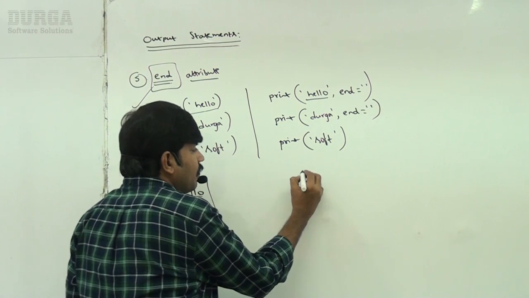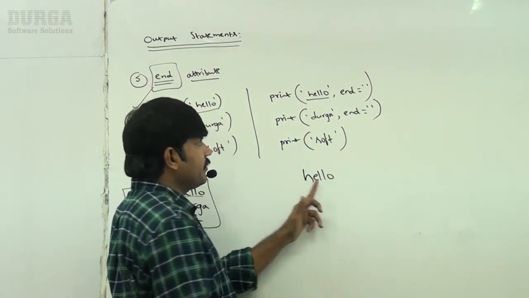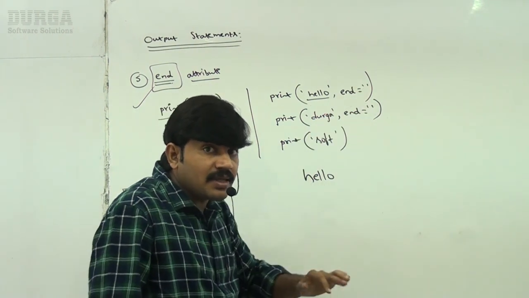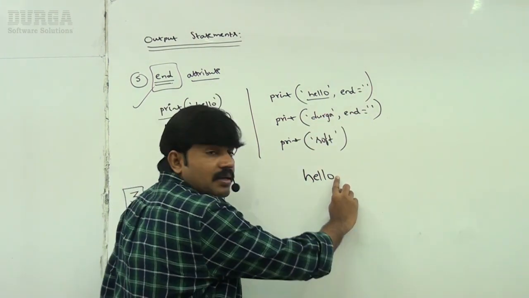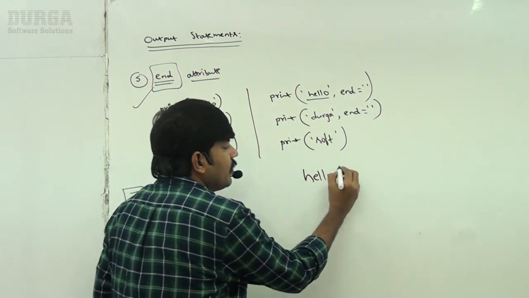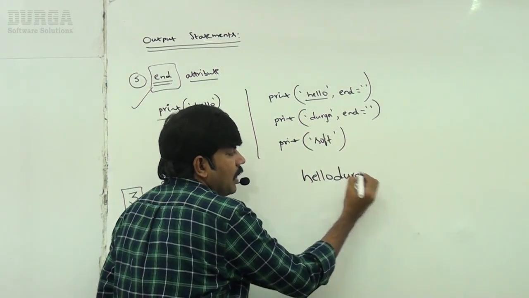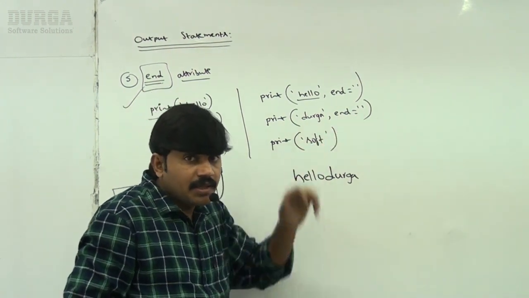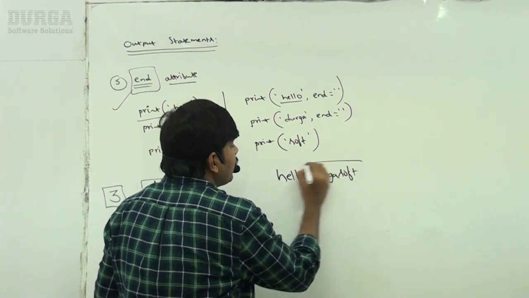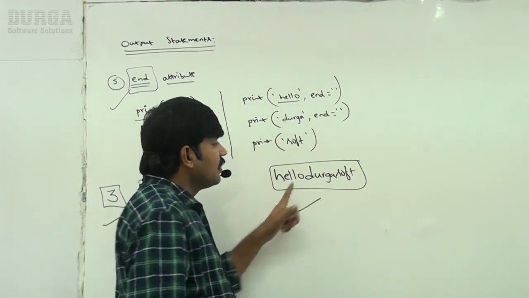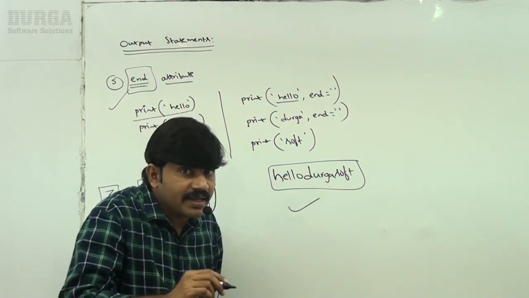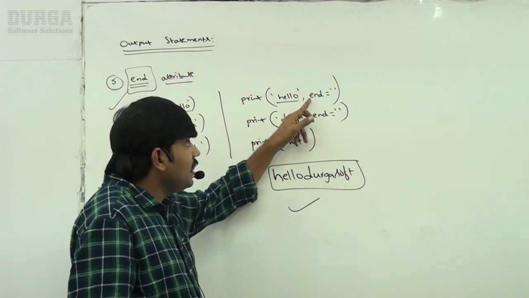Now take very special care. Print hello, first hello will be printed, and then end is equal to empty. End is equal to empty means it is not going to the next line, it continues immediately. Now Durga, and then end is equal to empty. Empty means nothing, it will be continued normally. Then soft. Have you observed? Hello Durga soft will print in the same line. Remember this one, it is not going to take any new line character. The default value for end is new line.